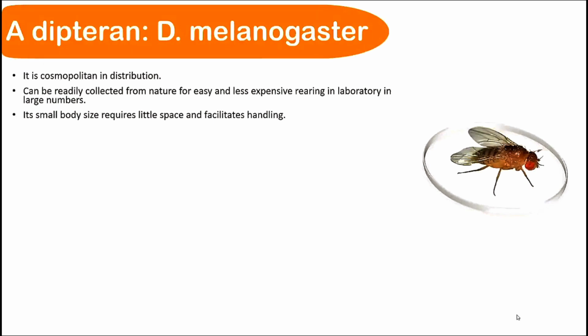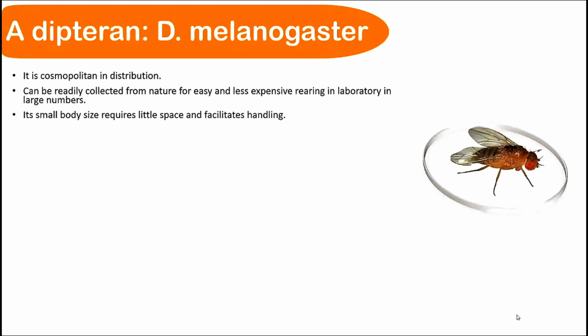Just like those people who work in microbiology, with bacteria, on a plate you have 10 to the power 9, 10 to the power 12, 10 to the power 15 colonies. Similarly, in one vial, you can have a few hundred Drosophila at the same time, right? So it does not require a lot of space, and handling is also not a problem, right? You can have thousands of flies in one small lab.